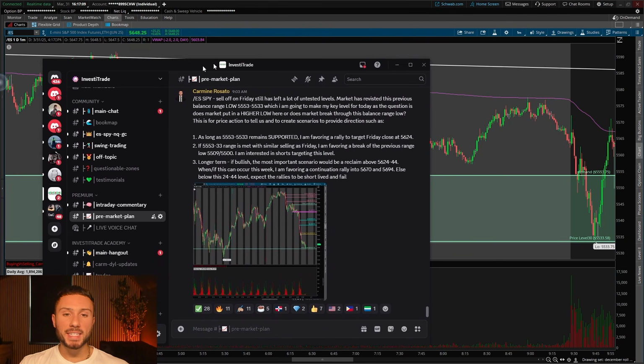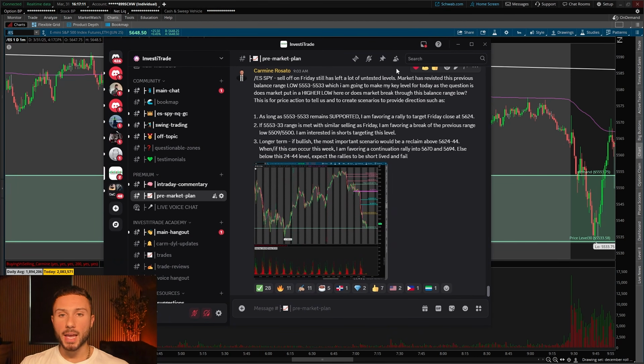Now for this trade to make sense, let's go over the levels and the context. I post pre-market plans every single day in the Discord community of the setups that I'm watching and scenarios that I'm looking out for. And the pre-market plan on March 31st was: as long as the market can remain supported above this 55.33 level of demand, I am favoring an upside move and a rally to the upside. This was my bullish or bearish line here.